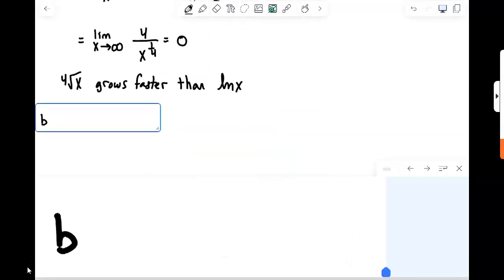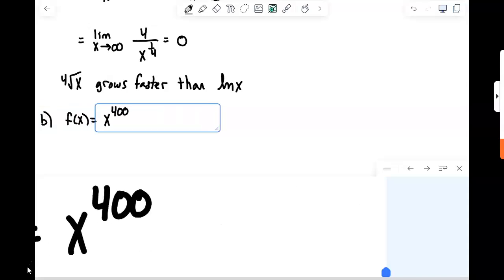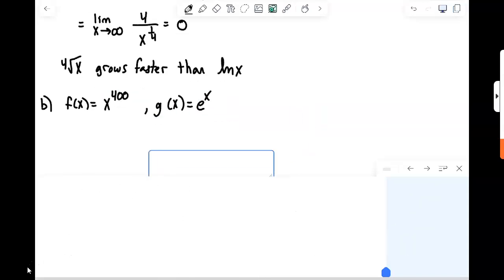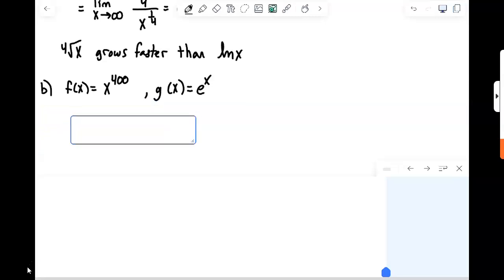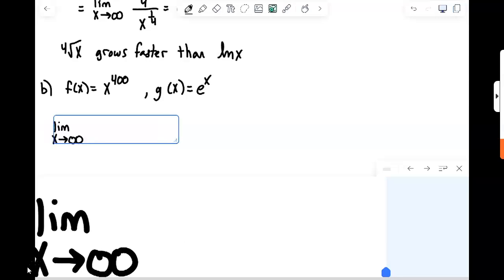Okay. Our next example, we look at f of x equals x to the 400. And then g of x equals e to the x. We want to compare these two functions. So again, take one or the other and put it on top. I'm just going to do them in the order because again, if it goes to 0, I know the bottom will grow faster. If it goes to infinity, I know the top grows faster.